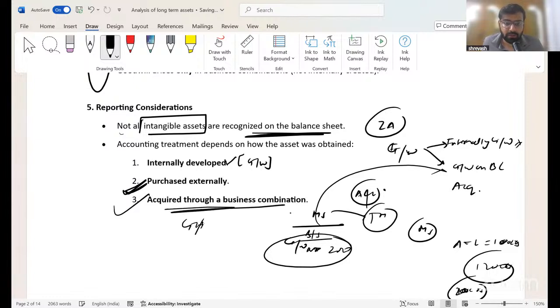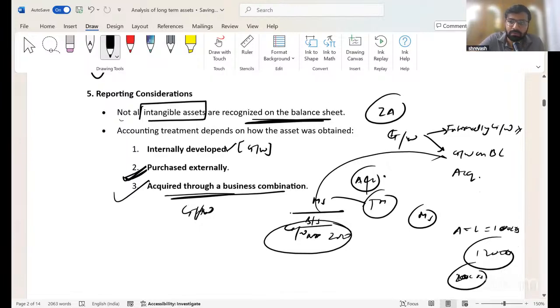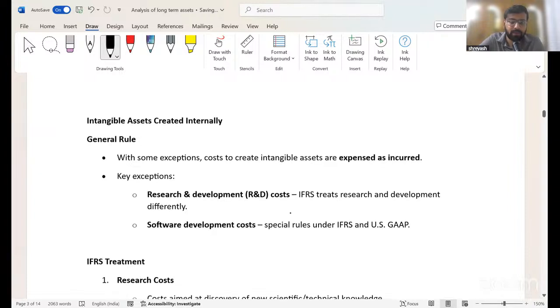Again, an example. Right. So there is a reporting consideration, is what small topic. That's how you deal with it in terms of whether they are purchased, they are acquired through business combination, whatever that may be. Let us have a discussion on intangible assets created internally.